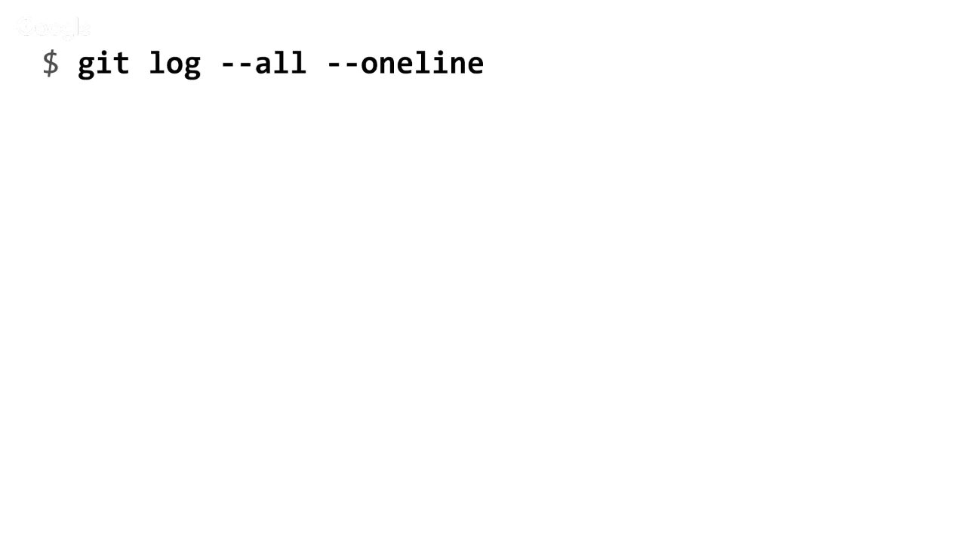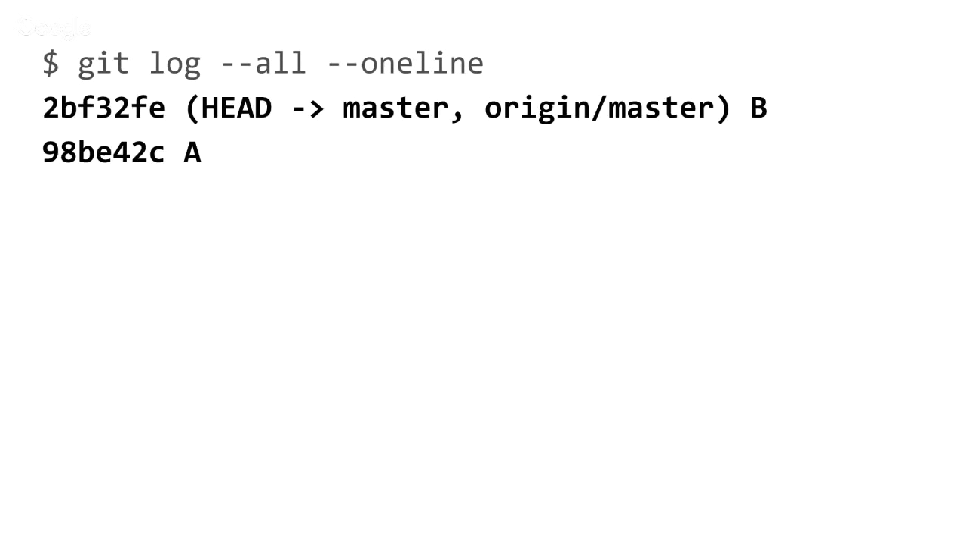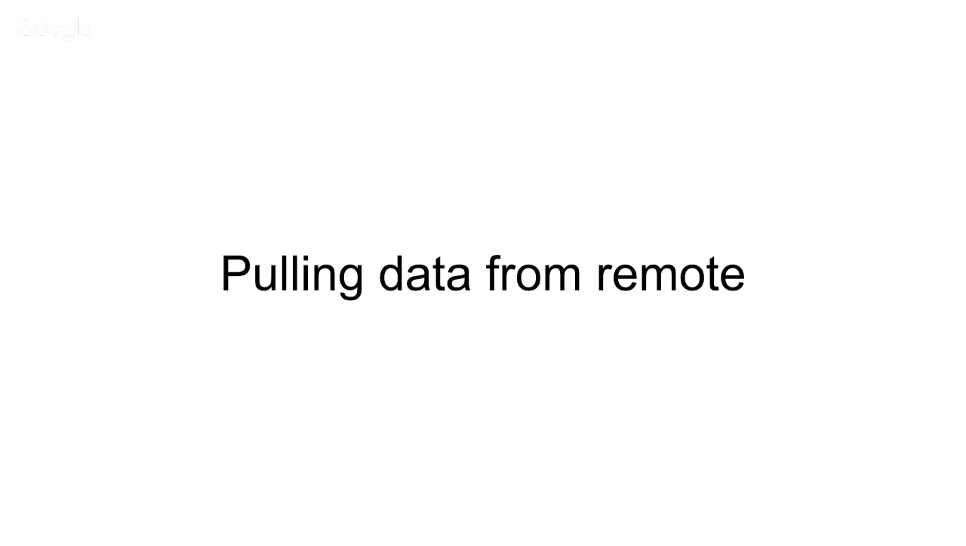So we can check that locally to log all the commits on all the branches, and we see we still have those 2 commits as before. And we still have origin master. So Git tells us that the origin master points to B, right? So this sync doesn't happen automatically. We need to pull this data.